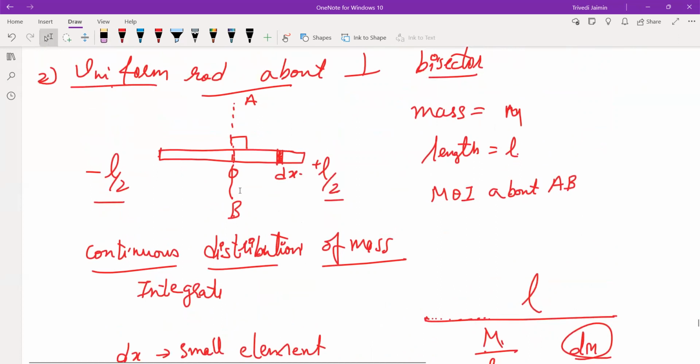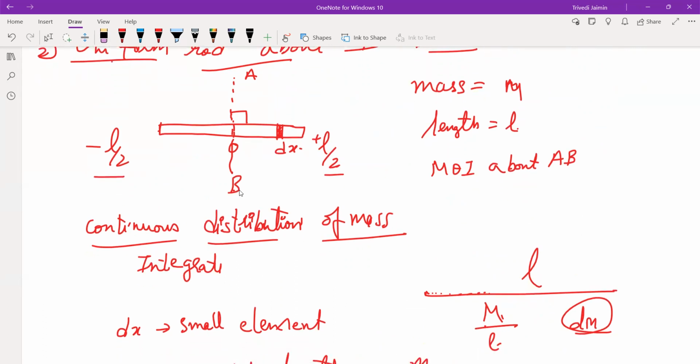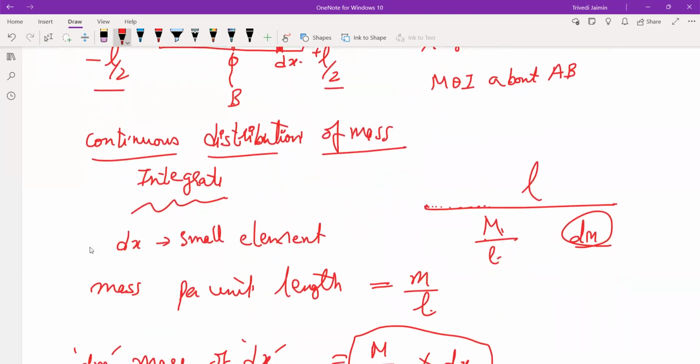Okay, I'll explain again. So what we did here, there is a length, the length of the rod, whatever L. We took L here. So we are finding the moment of inertia about its axis, AB. As it is a continuous distribution of mass, we will integrate. So we are taking a small strip dx, and for that dx, we need to find the mass.